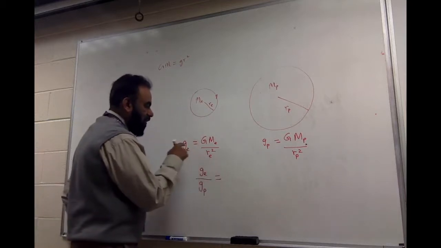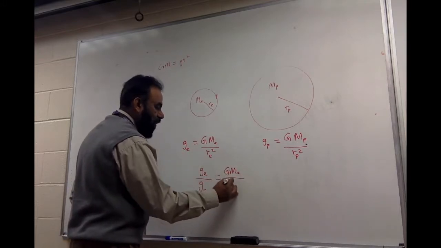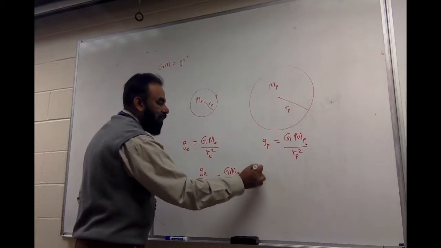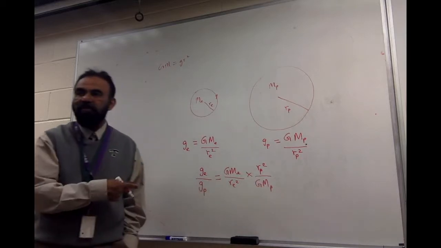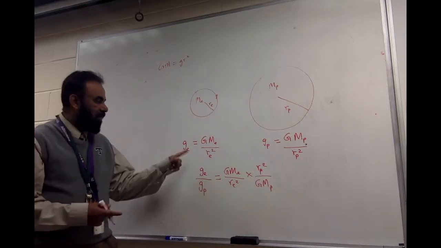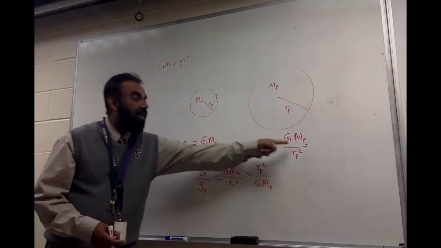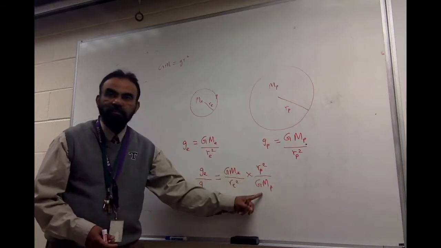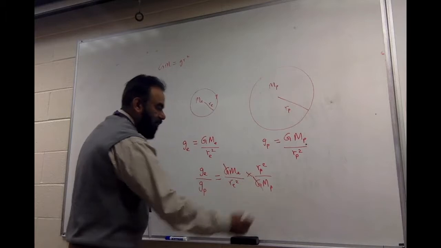Okay, I'm showing the whole division. This divided by this is equal to G M_E over R_E squared divided by that, which is times R_P squared over G M_P. Is there anyone who's not clear with that step? I'm dividing g_E with g_P, so I'm dividing this expression with that expression. I change the multiplication sign here. Now capital G is gone.